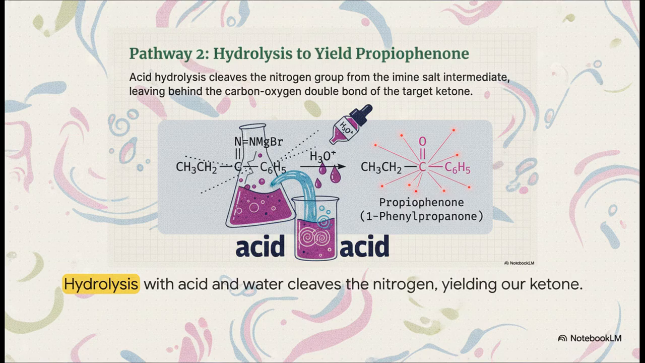This whole process is called hydrolysis. And what it does is pretty amazing. It completely cuts off the entire nitrogen piece of the molecule. Then, in a beautiful little swap, an oxygen atom takes its place, forming that classic carbon-oxygen double bond we're after. And just like that, the imine salt is gone. And voila, we've made our ketone.